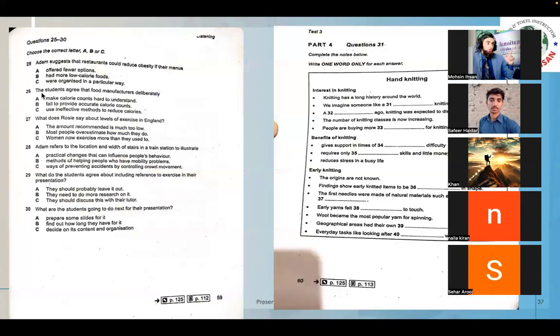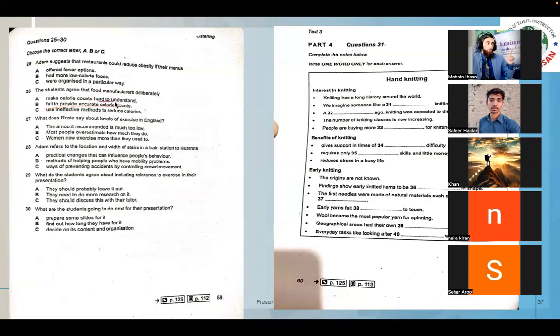For instance, here you see the 26 number question. The students agree that food manufacturers deliberately. Now here food manufacture is a keyword and deliberately is a keyword. And what students agree or disagree, that is agree, right? So what they agreed, and in each option you will need to underline the keyword. Make calorie counts hard to understand. This is the keyword. Next, fail to provide accurate calorie counts.